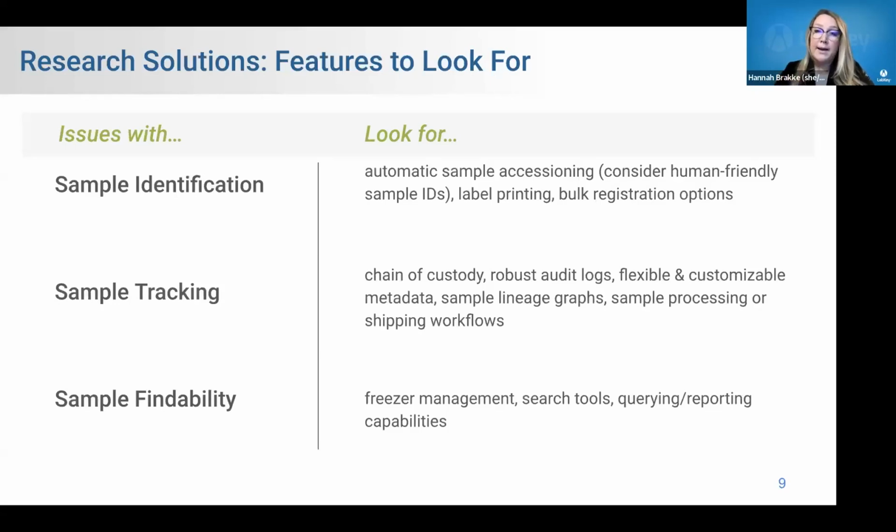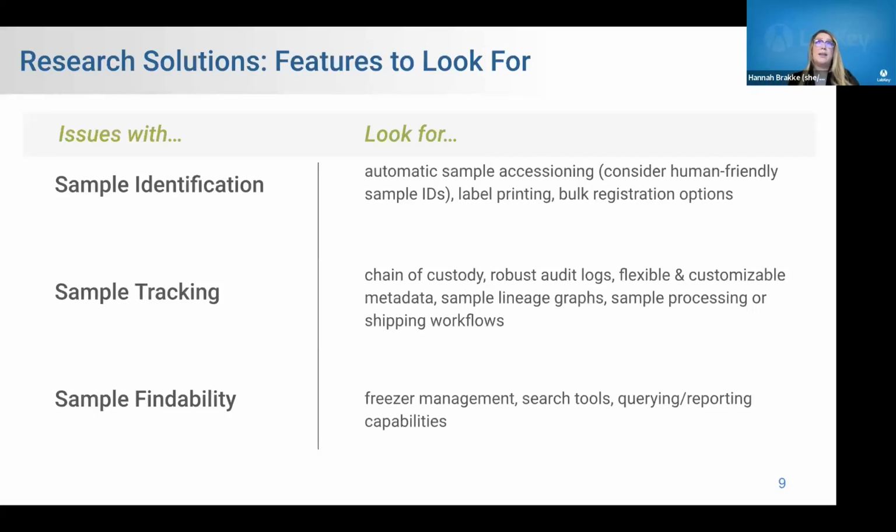So automatic sample accessioning, being able to print labels from the solution as well, is going to help you with that sample identification, and making sure that you can register samples in bulk. One of the other things you don't want to do is have to register 100 samples uniquely at a time, and that's really going to slow you down and make you less efficient and incline people to move back into Excel or spreadsheets. So make sure that they have bulk registration options that are going to work for your lab.